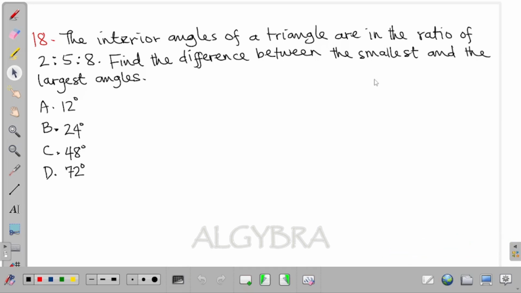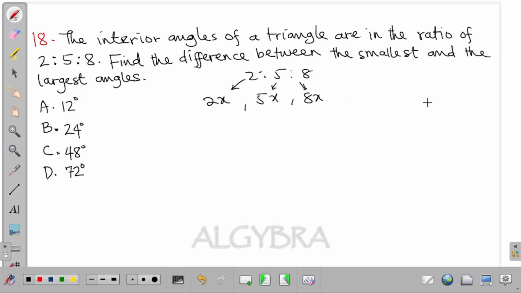So we have that the angles of the triangle are in the ratio 2:5:8. Okay. So what we're going to do now is to express these angles in terms of a common variable. So I'm going to say let the angles be 2x for the one of ratio 2, and then 5x for the one in ratio 5, and then 8x for that in ratio 8.